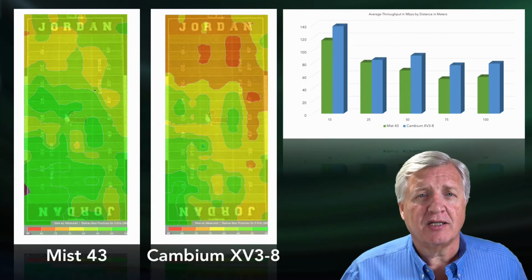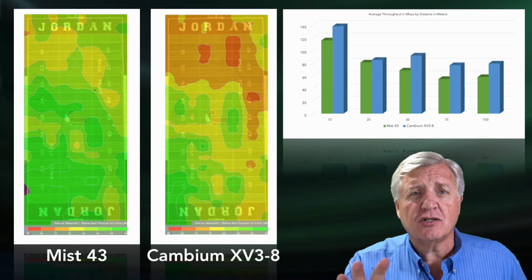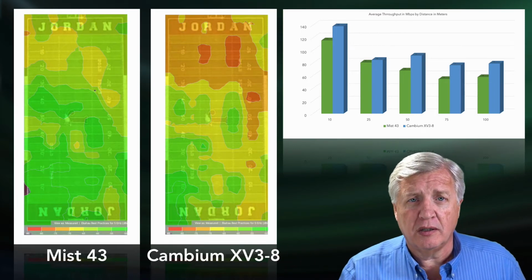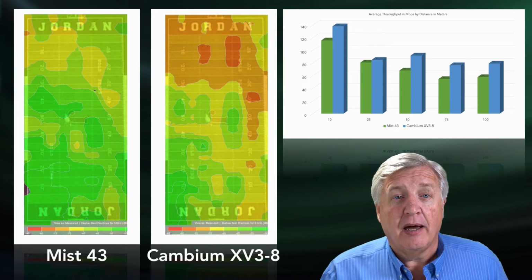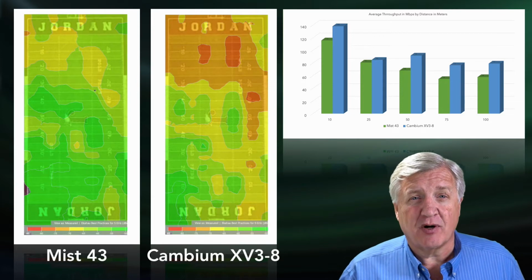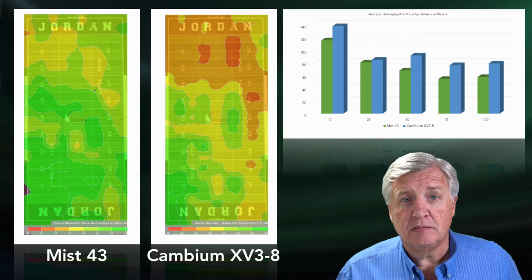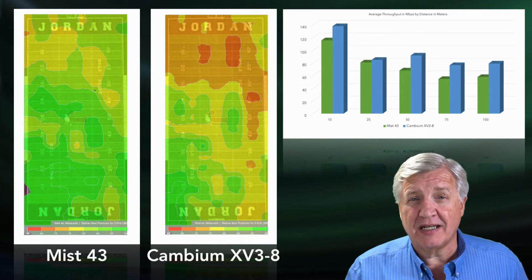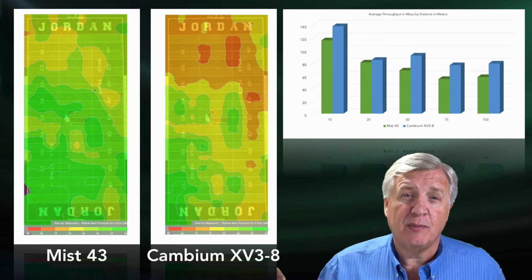Now, an example here, this is from a high school. We went and did a survey in a high school. We put a bunch of APs up. We did a bunch of testing. In a minute, I'm going to tell you about the testing, but let's just look at these two little heat maps. The one on the left is from a Mist 43 AP. By the way, both APs are at the exact same transmit power. The one on the right is a Cambium. They're both Wi-Fi 6. The Mist one on the left happens to be a 4x4. The one on the right happens to be an 8x8.